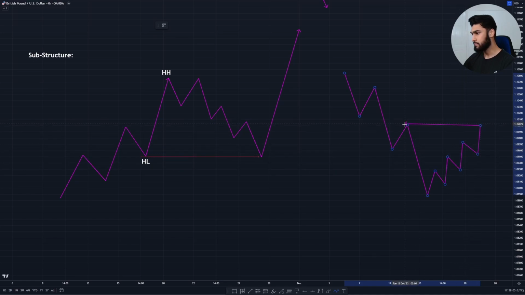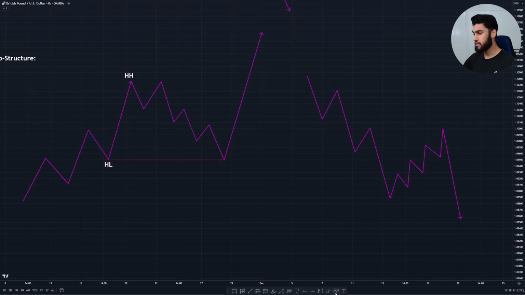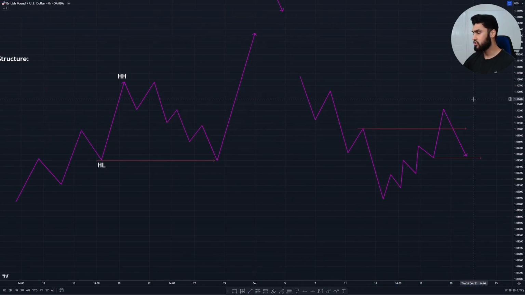And as long as this lower high point holds, we're still in a downtrend. However, if price does break above this point, for example, then this point right over here will be our new and established higher low point. So we would then have broken structure and would have changed trend to an uptrend.